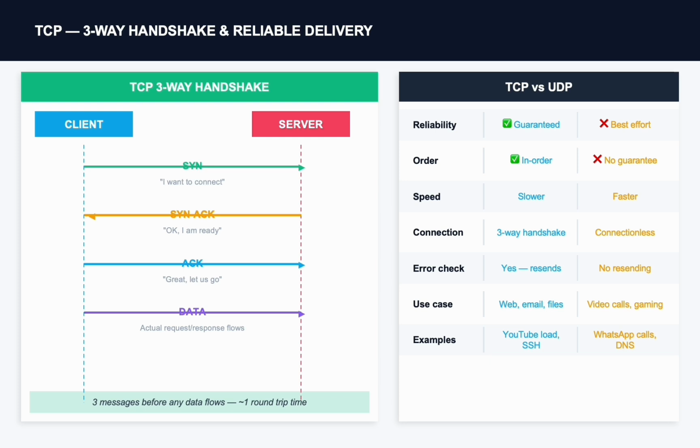Now look at the table on the right. TCP versus UDP. Notice the trade-off. TCP is reliable: every packet confirmed, in order, resent if lost. But it is slower because of all that checking. Used for web pages, emails, file downloads, anything where every byte must arrive correctly. UDP is fast, fire and forget, no confirmation, no waiting. But packets can be lost. Used for video calls, gaming, live streaming, where a dropped frame is better than freezing while you wait for a resend. The rule of thumb: if accuracy matters, use TCP. If speed matters and occasional loss is acceptable, use UDP.